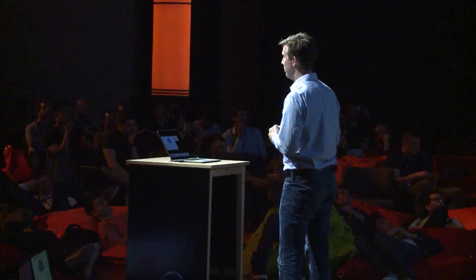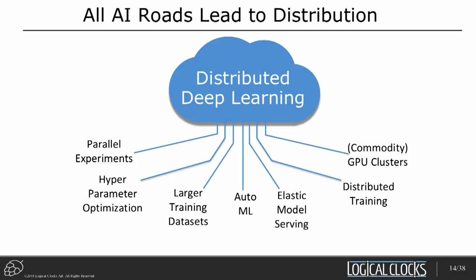Just to summarize, distribution is incredibly important now in pushing the state of the art in deep learning. And there are lots of different branches of it feeding into it. We have parallel experiments, distributed training that I've mentioned, bigger training data sets, AutoML, even elastic model serving is distribution.